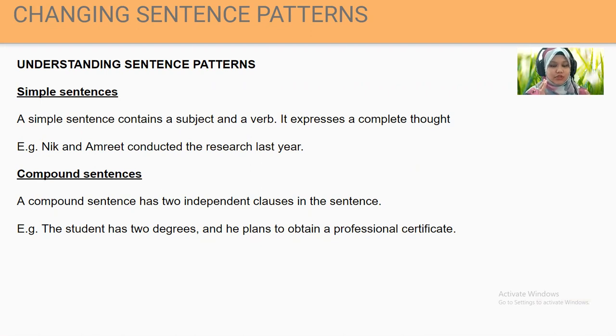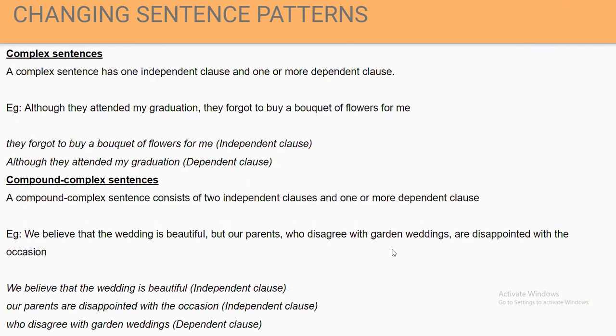The word can stand on its own, so that is an independent clause. But if you put "and" and continue with another sentence, "and he plans to obtain a professional certificate," now it becomes a compound sentence, because "he plans to obtain a professional certificate" is also an independent clause that can stand on its own. So when you combine both, now it becomes a compound sentence instead of a simple sentence.